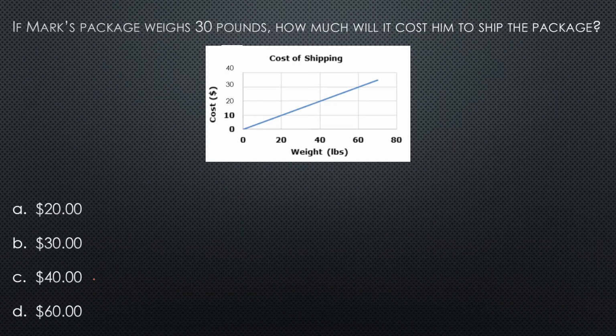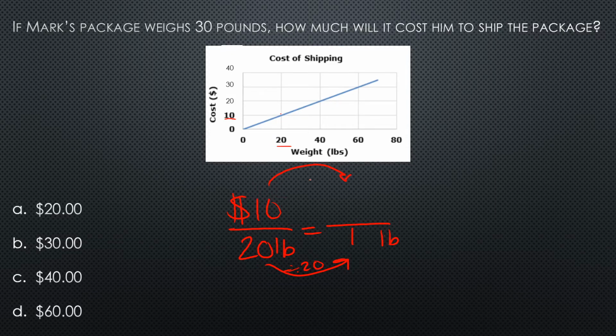Our next one says, if Mark's package weighs 30 pounds, how much will it cost him to ship the package? Okay, well, it's going to weigh 30 pounds. So let's figure out how much it costs to ship 1 pound of package. If I look here, this tells me that for every 20 pounds, I have to pay $10. So I'm paying $10 for 20 pounds. Let's figure out how much I'm paying for 1 pound. I'm going to divide by 20 on bottom and then divide by 20 on top. 10 divided by 20 is going to be 50 cents. So I'm paying 50 cents for every 1 pound.